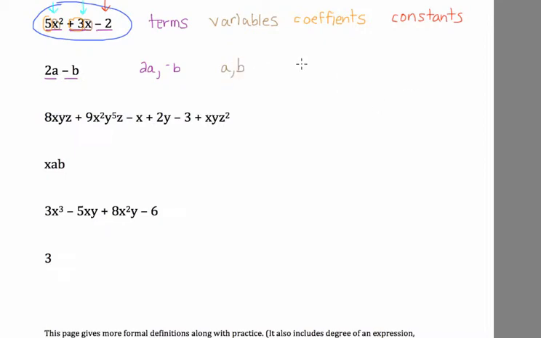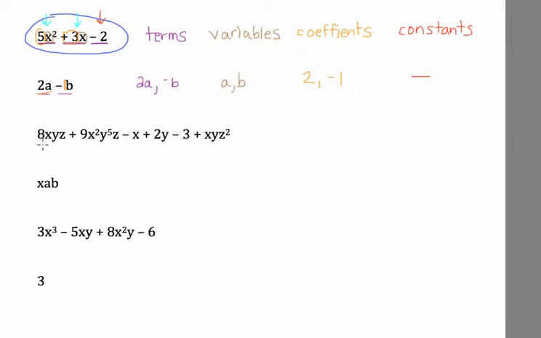The coefficients are the number part of the variable term. So in the first term, 2a, the coefficient is 2. The coefficient is hidden here. Negative b is the same as negative 1b. So the coefficient here is actually negative 1. And there is no constant term. There's no number all by itself.